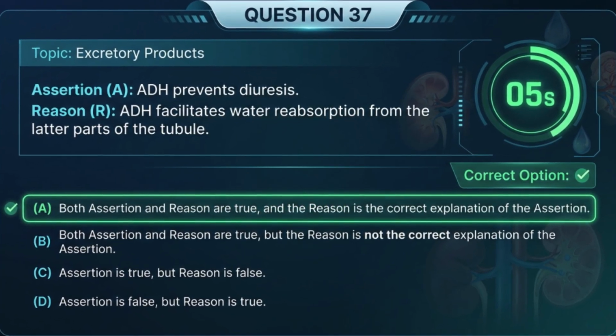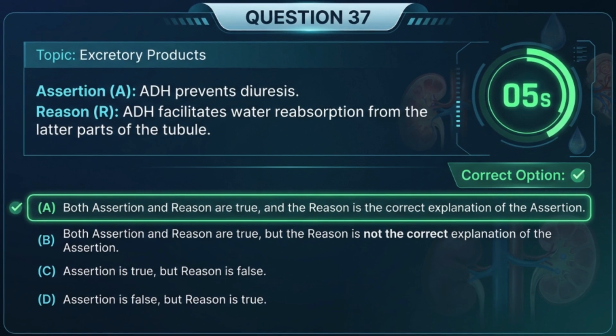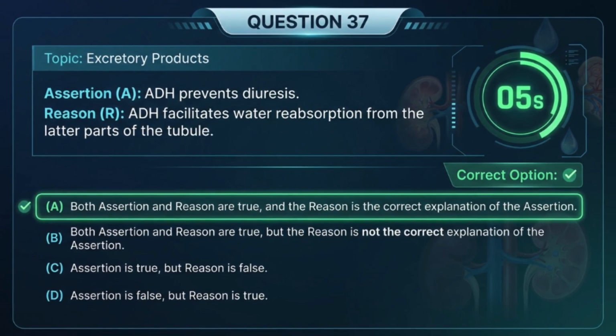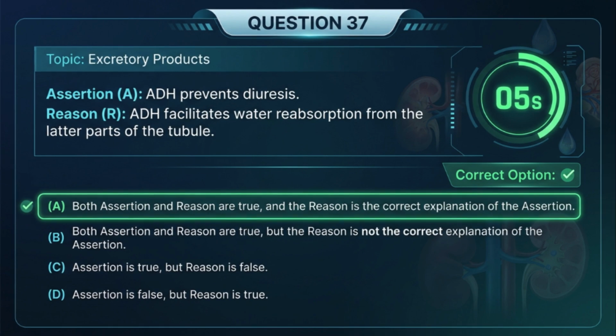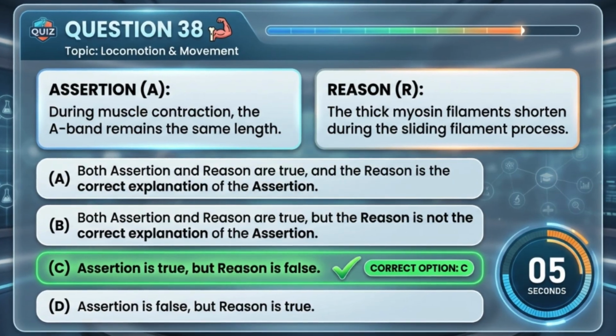Question 37. Excretory products. Assertion A. ADH prevents diuresis. Reason R. ADH facilitates water reabsorption from the latter parts of the tubule. 3, 2, 1. ADH is the antidiuretic hormone. Why does it prevent diuresis, or water loss? Because it directly facilitates water reabsorption from the distal tubules and collecting ducts. Option is A.